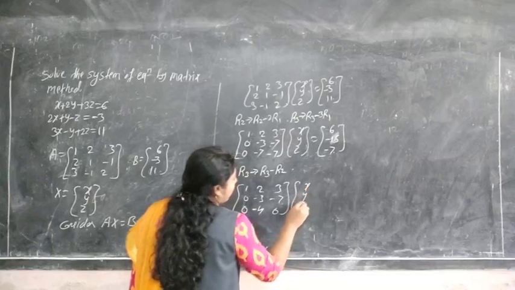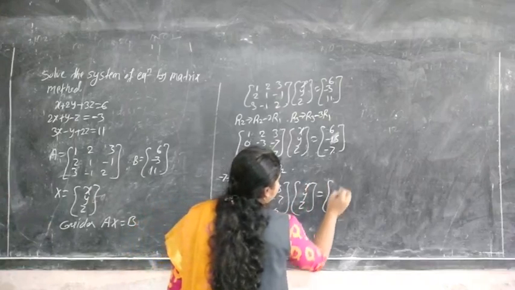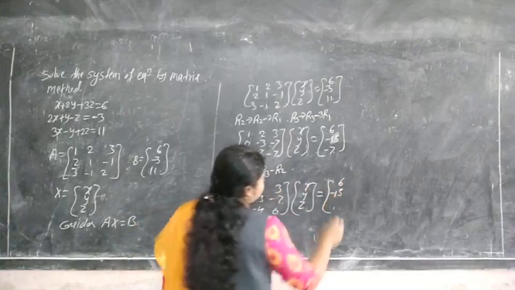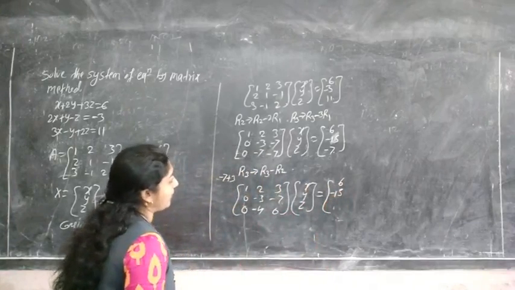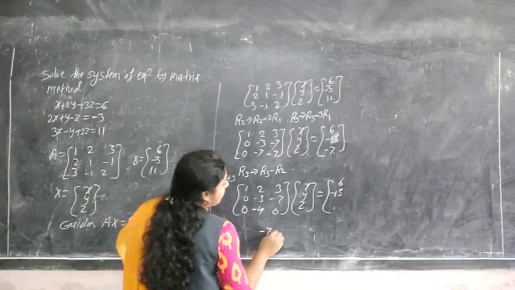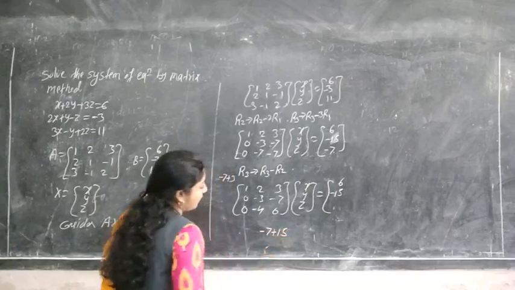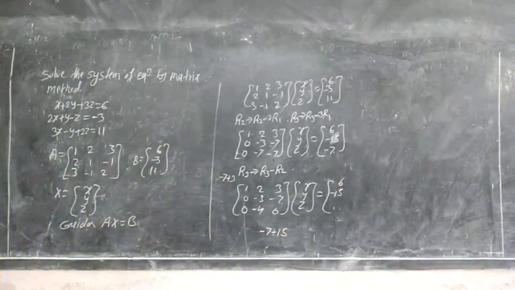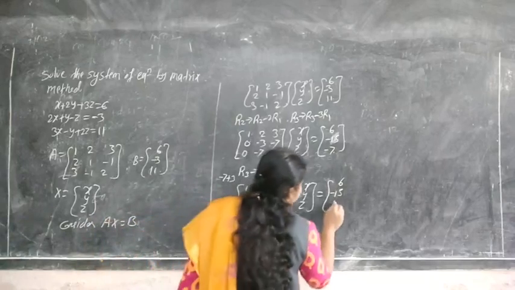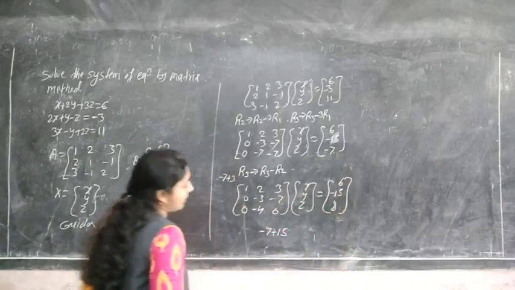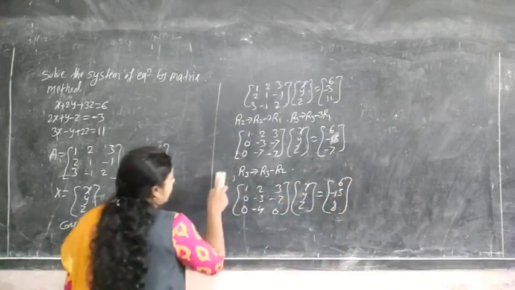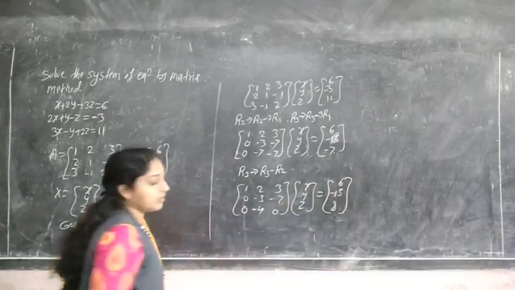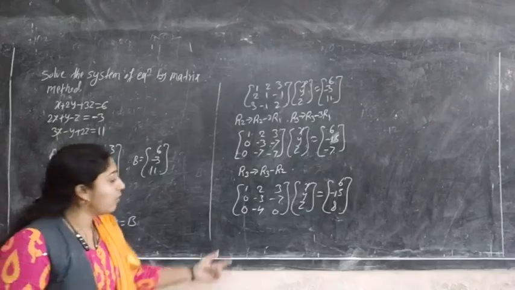Next, x, y, z. This is equal to first row as it is, second row as it is. Apply the third, R3 minus R2. So minus 7 minus of minus plus 15. Is it? Yes, minus 7 plus 15. So you will get the answer is plus 8. Plus 8.